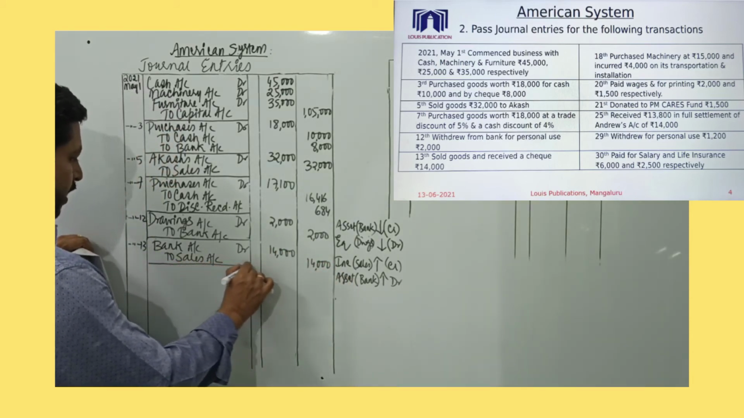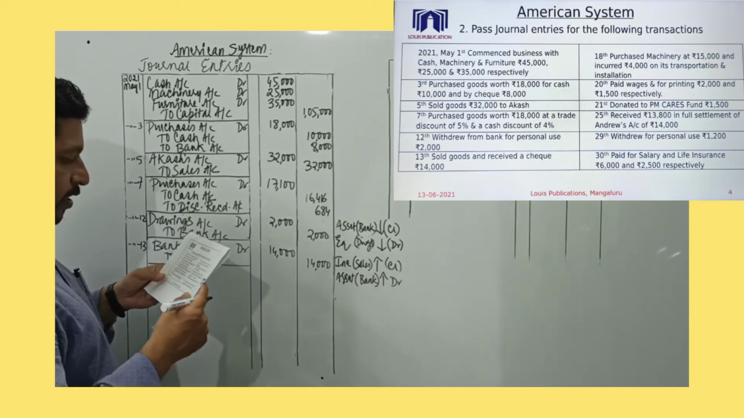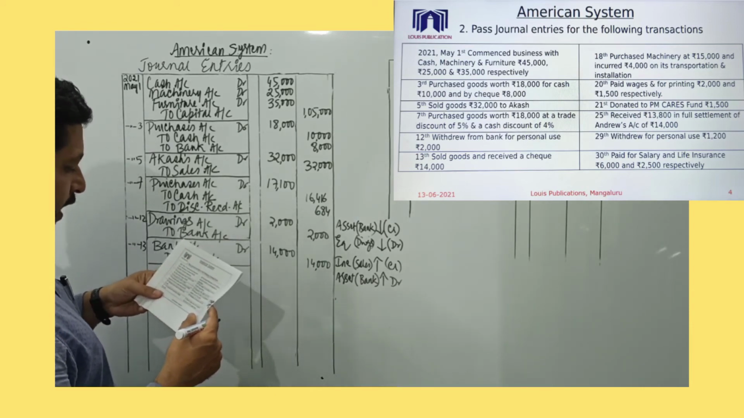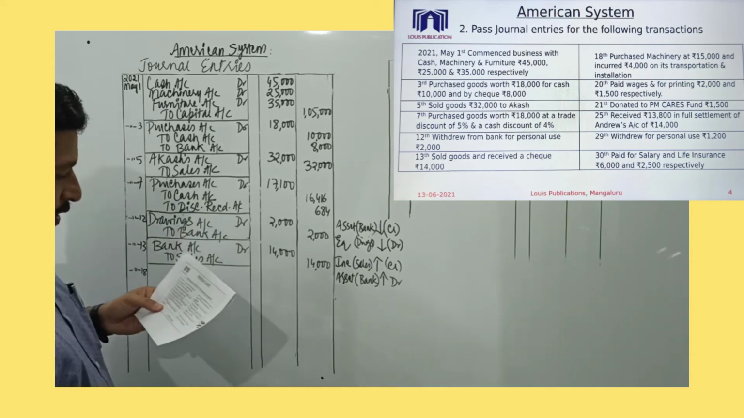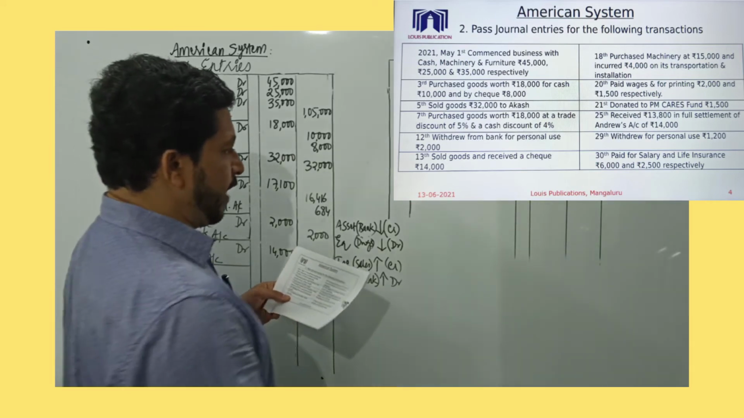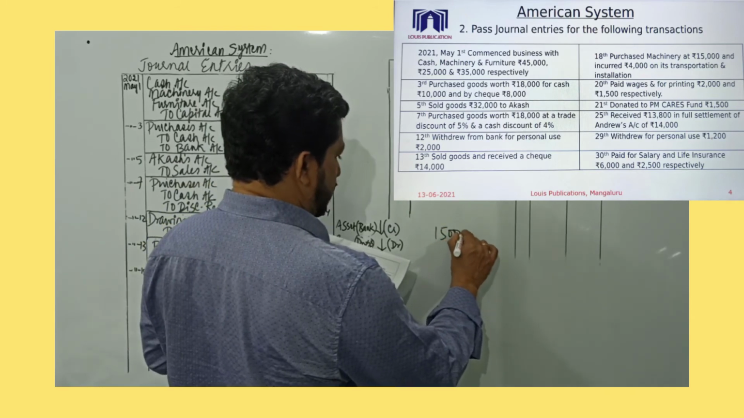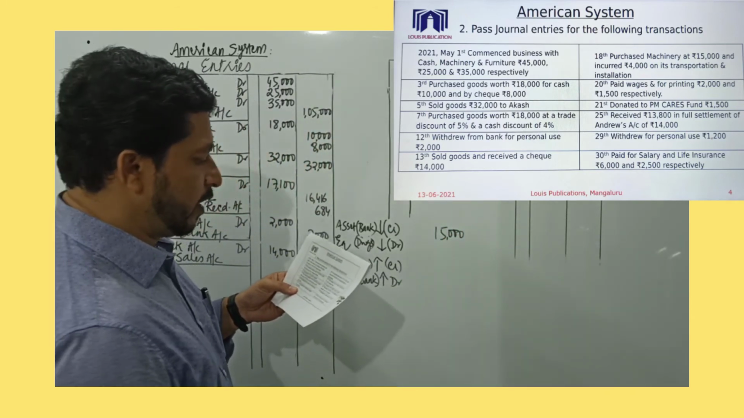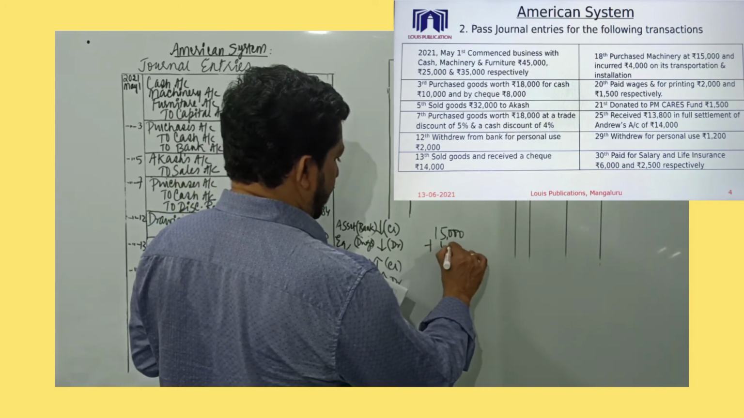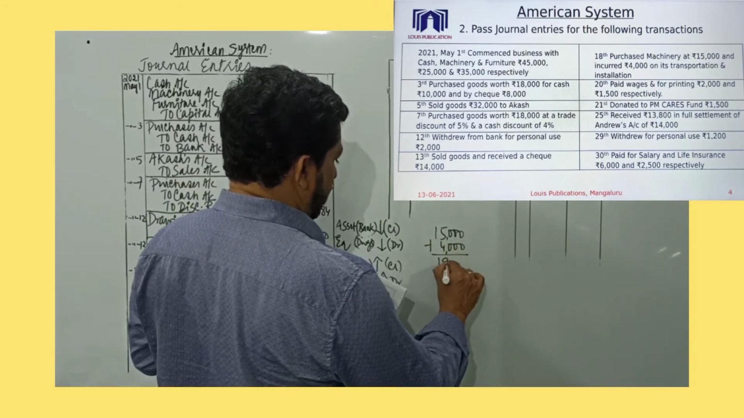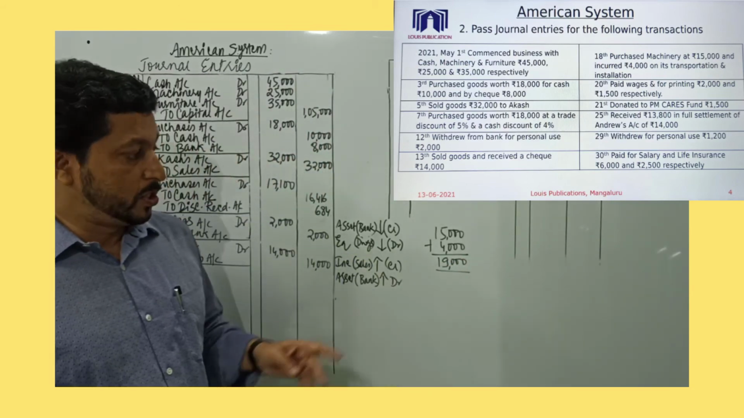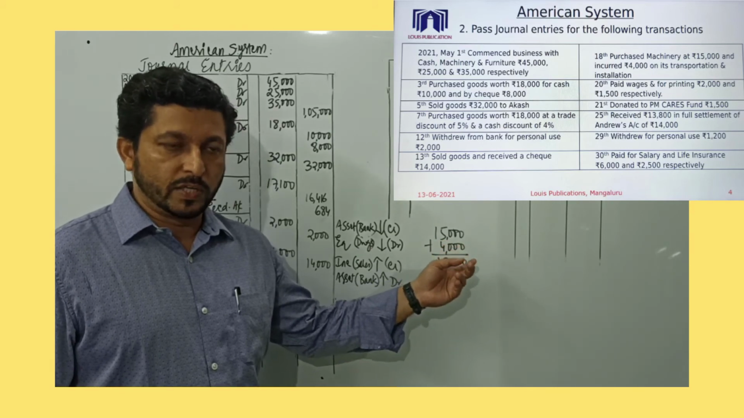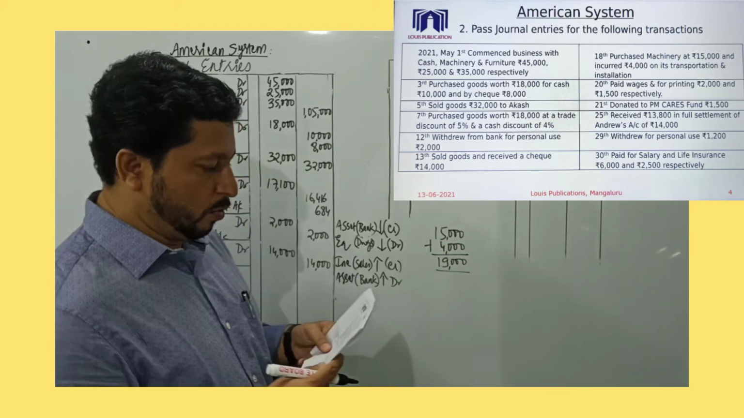So you can record the narration being goods sold and received a check. Let's move to the next transaction date, which is 18th. 18th is given. Purchase machinery at 15,000 rupees is given. So cost of machine is 15,000 and incurred 4,000 on its transportation and installation. So I have mentioned in case of land in the previous problem, any expenses incurred in connection with the purchase of an asset must be added to the cost of the asset. So cost of that machine is 19,000.